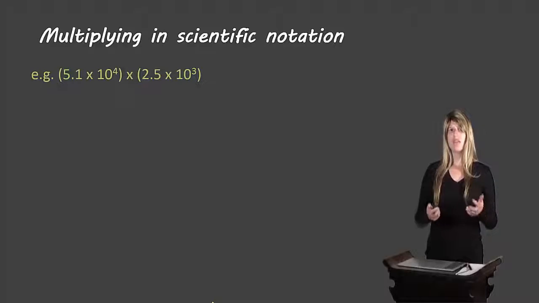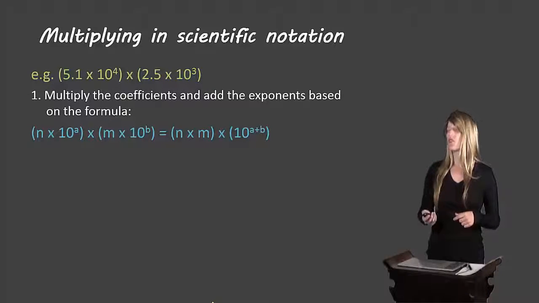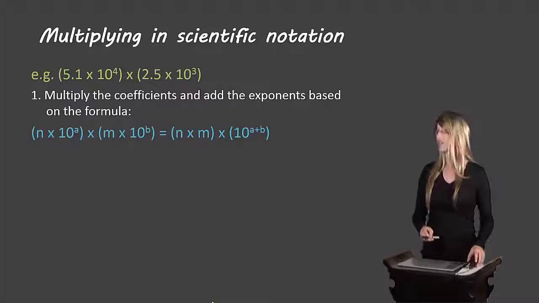For this, we have a special rule, so we'll see what the formula is, and that'll help us multiply in scientific notation. We'll start off with an example. We have 5.1 times 10 to the 4 times 2.5 times 10 to the 3. So we're going to use this formula here to help us figure out the answer.